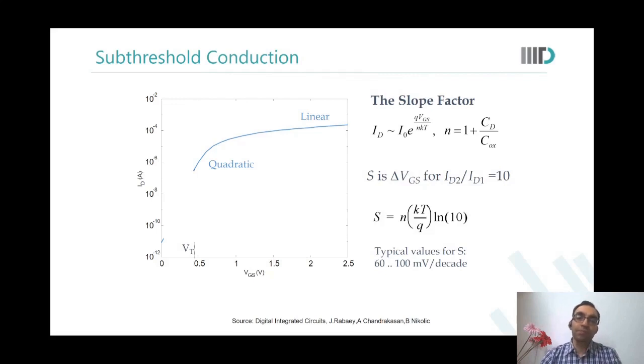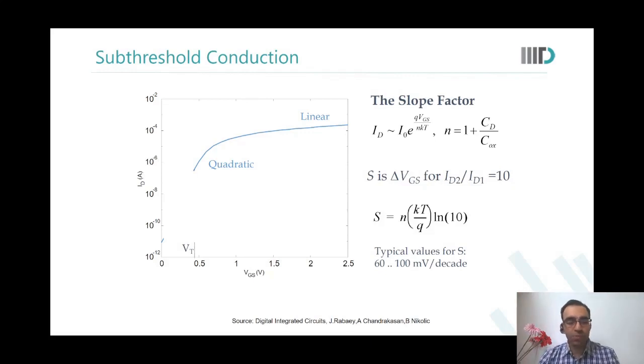So what happens in the subthreshold region? There is also some current flowing in the subthreshold region, is it not? Yes, sir. Subthreshold region also has some current flowing.